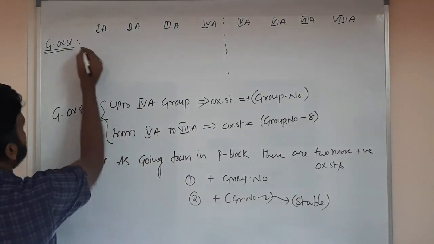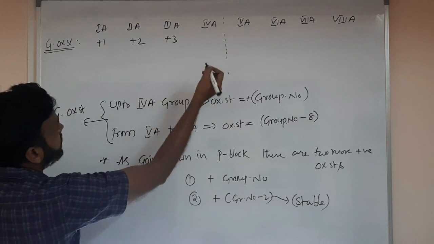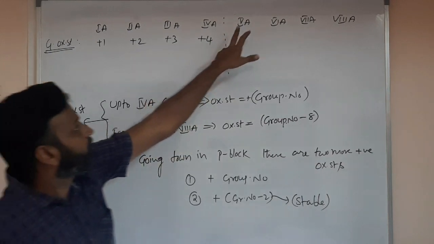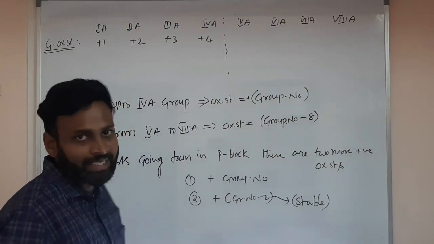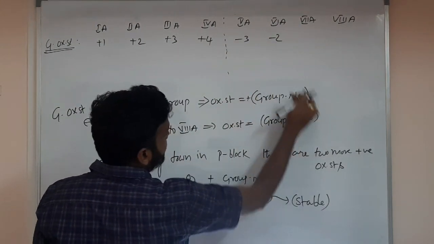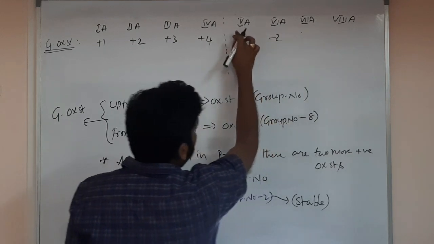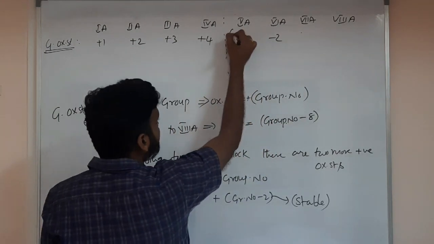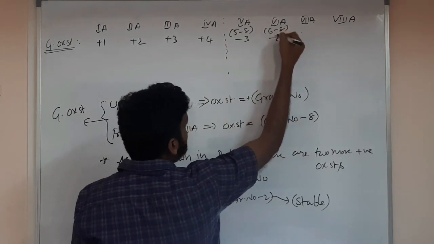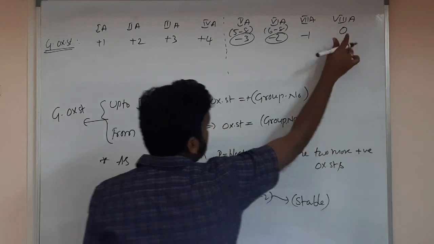Got it, sir? So let's see the general oxidation state of 1A, always plus 1; for 2A plus 2, for 3A plus 3, for 4A plus 4. What is the general oxidation state from 5A to 8A? Group number minus 8. That means 5 minus 8 is minus 3, 6 minus 8 is minus 2. If you want I'll write 5 minus 8. This one is the 6th group, so 6 minus 8 is minus 2 oxidation state. Please write it properly, otherwise you will be confused. For the 7th group it's minus 1, and 0 for 8 minus 8.